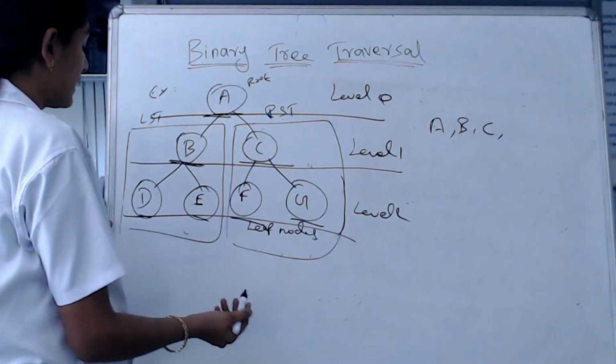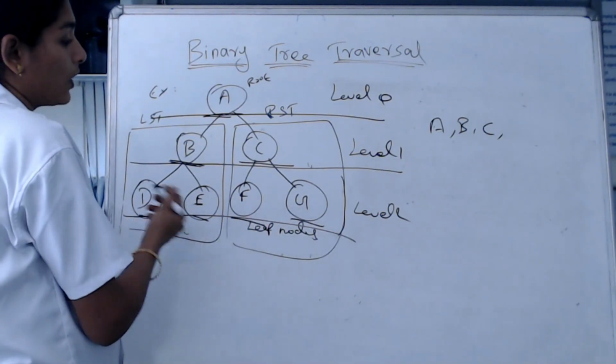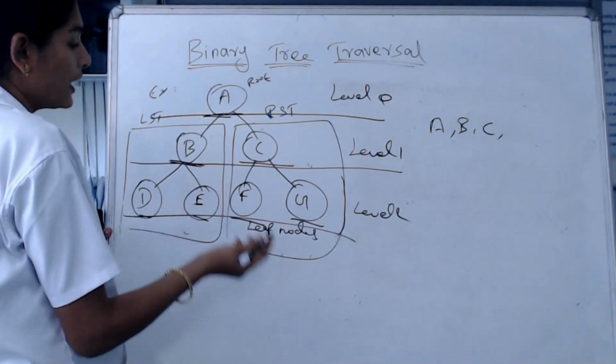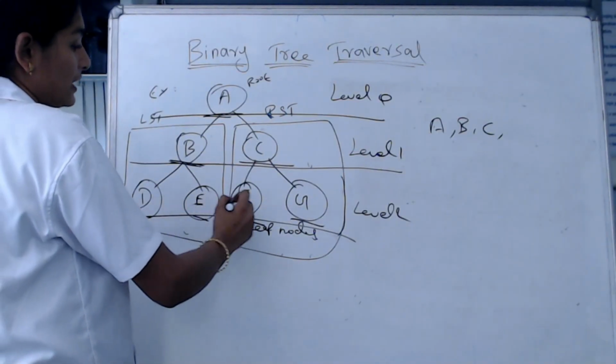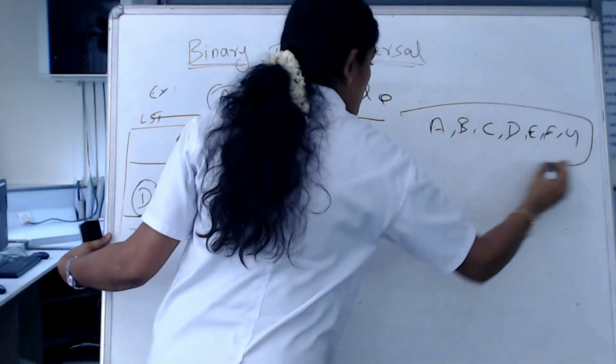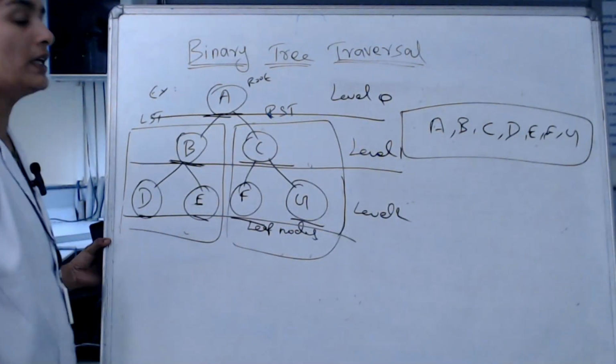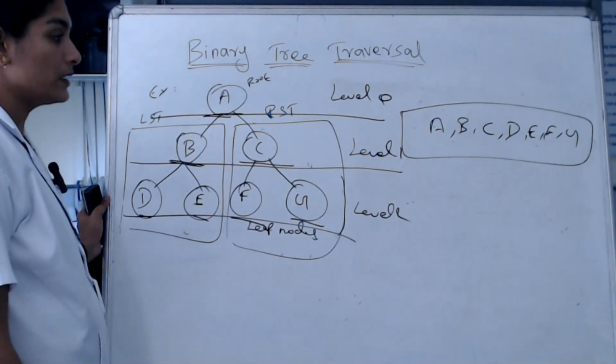Next, level 2 elements D, E, F, G. All the 4 elements are present in level 2. Here also we have to follow the left to right order. So write D, E, F, G like that. This is the level order traversal for the given binary tree.